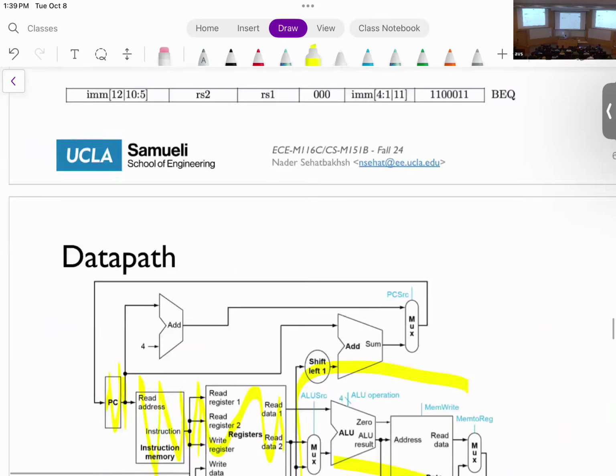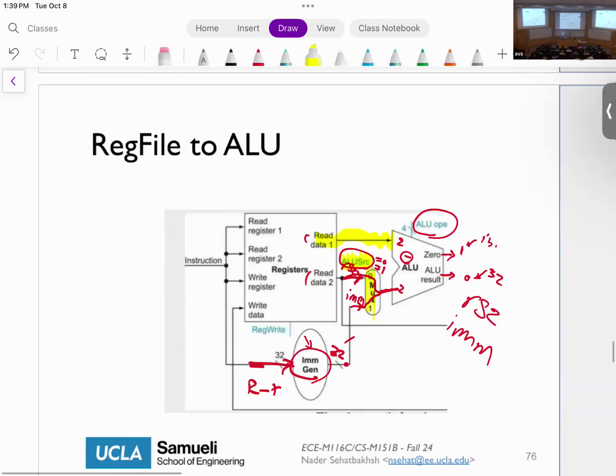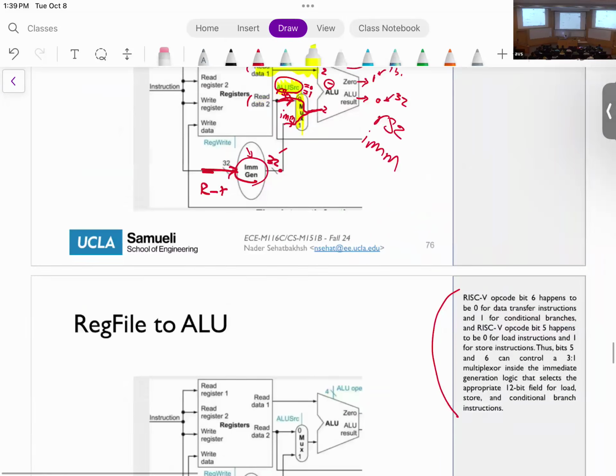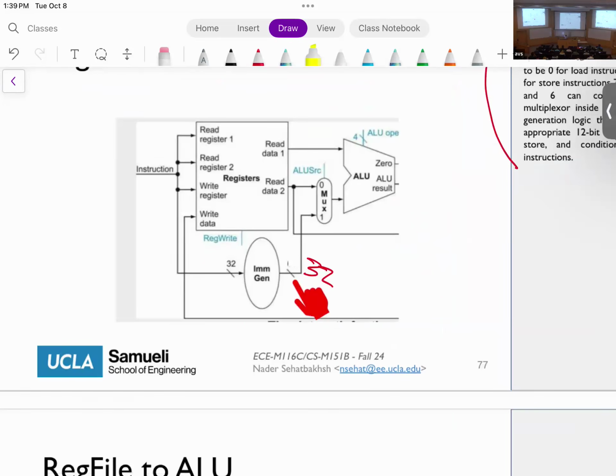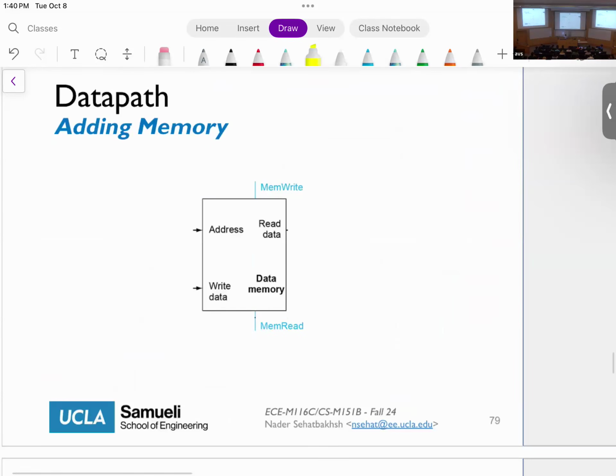All right, so going back down. I'm going to connect this to my immediate generator, and this would be a 32-bit value. And as I said, this is the multiplexer that I'm going to use, and we call this the ALU source multiplexer. It decides whether I'm feeding the immediate or the register number 2, RS2, to my ALU. Okay? Let's add the memory to this mix as well.